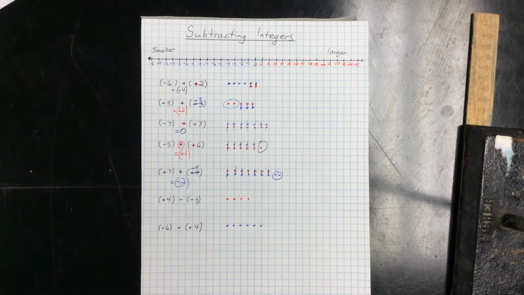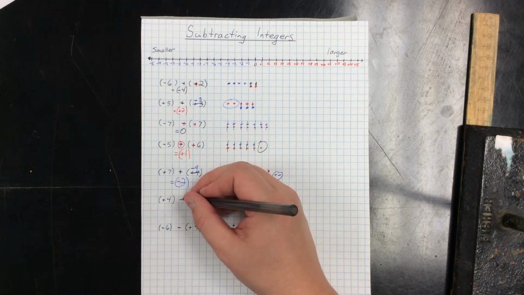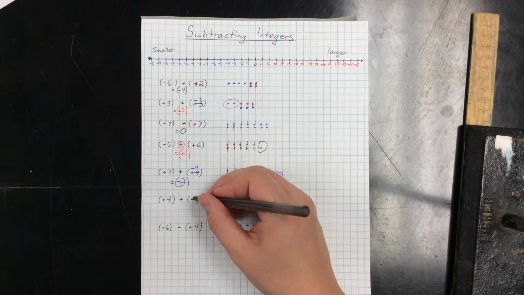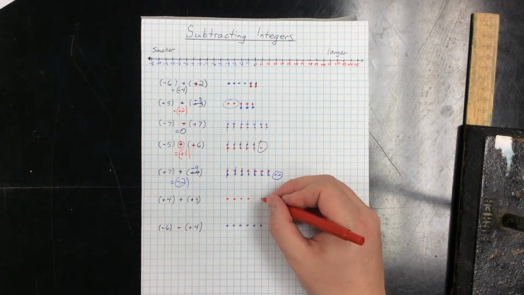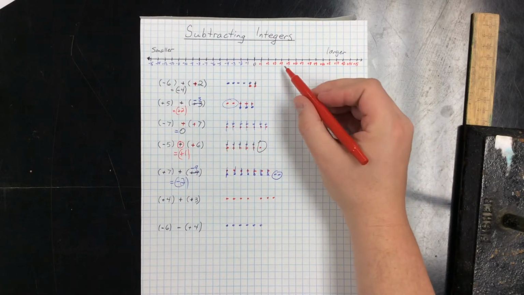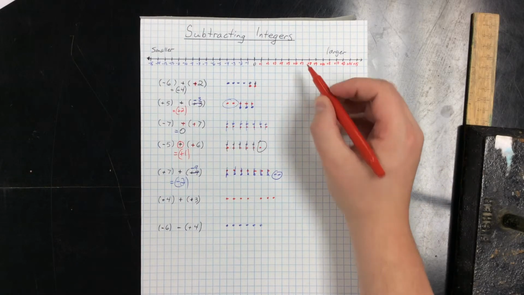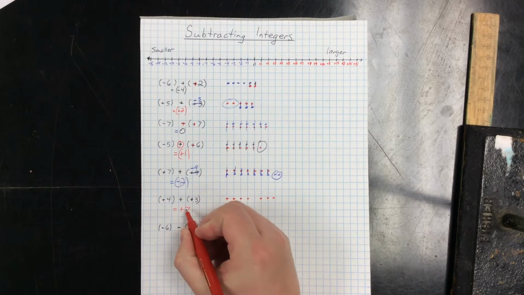So I'm at positive 4 plus positive 3. So in that case, I've got 4 positives, and I'm going to get 3 more. I'm at 4, and I get 3 more positives. 1, 2, 3. I end up with an answer of positive 7.